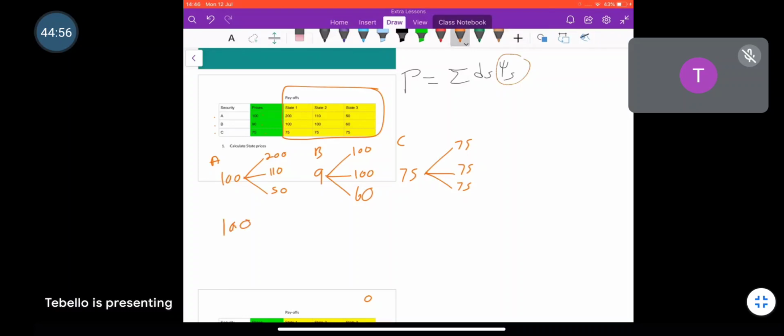Sorry to interrupt. When you mean by complete market, do you mean there's state prices for every asset? Do you mind explaining that part a bit?